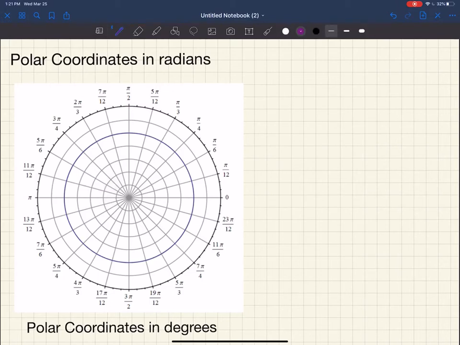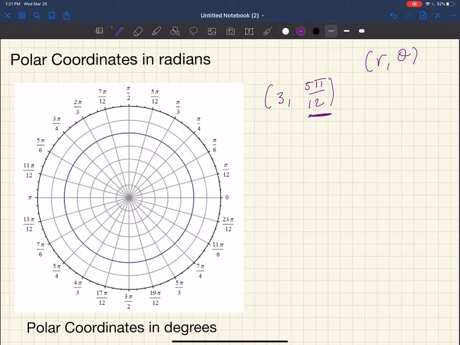For example, let's say they give us a point (3, 5π/12). If you remember, the standard form for polar coordinates is (r, θ), r being the measurement of the radius from the center or the origin to the actual point, and then θ is the angle created by the positive x-axis and the angle where the point is. So we want to plot the point (3, 5π/12).